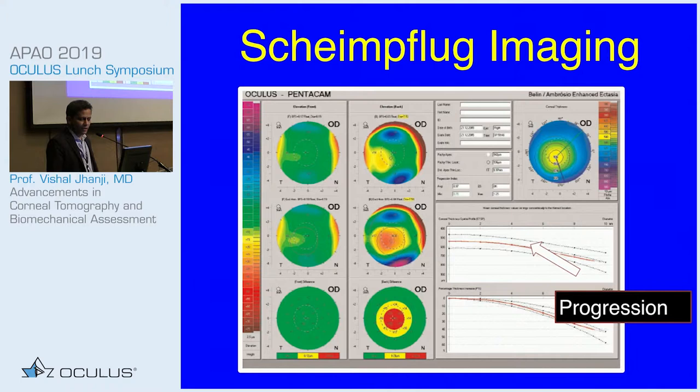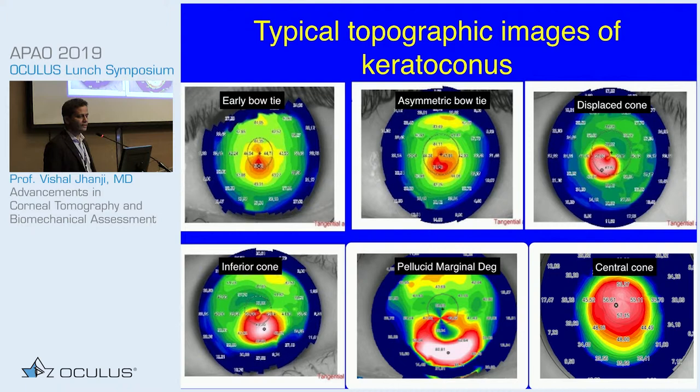Then came the era of Scheimpflug imaging, where we started to look at early cases of keratoconus. We had a better view of the posterior cornea, and we started giving more importance to the elevation of the posterior corneal surface. You could actually see, to a certain extent, how the disease progresses in some cases. In typical topographic images of keratoconus, you can see an early bow tie, an asymmetric bow tie, a displaced inferior cone, and even a pellucid-like cornea. Sometimes you have a more central cone, which can progress to a keratoglobus-like picture in some cases.